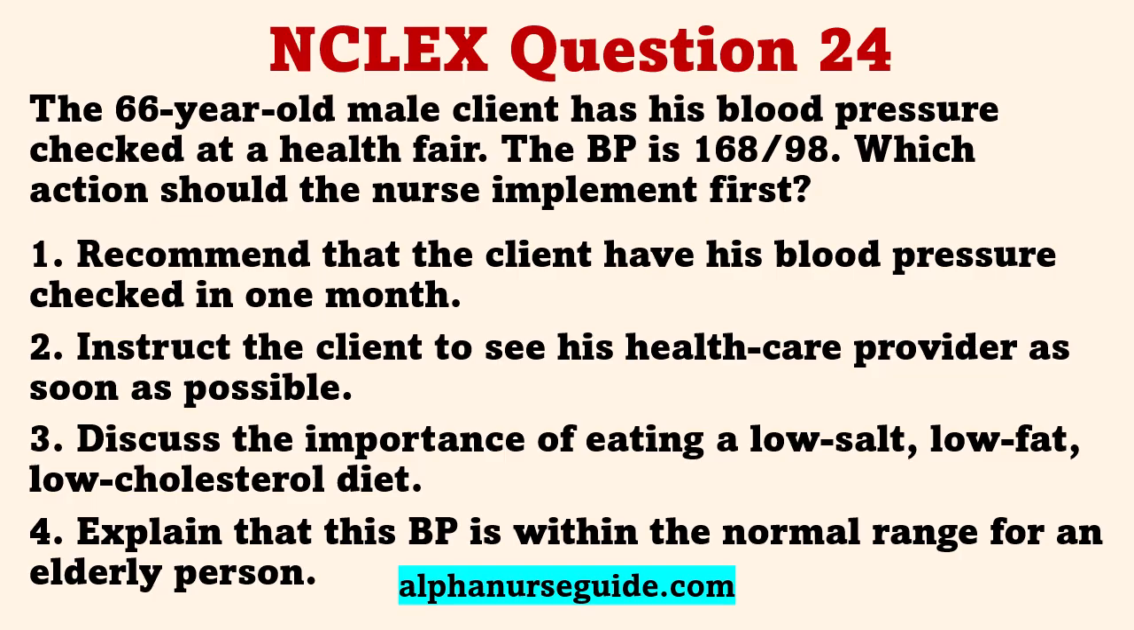This is not the normal range for an elderly person's blood pressure. The diastolic should be less than 85. Remember, the question asks which action should be implemented first. Therefore, there is more than one answer that is appropriate, but the first to be implemented should be the one that directly affects the client.